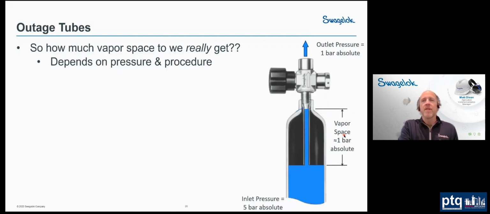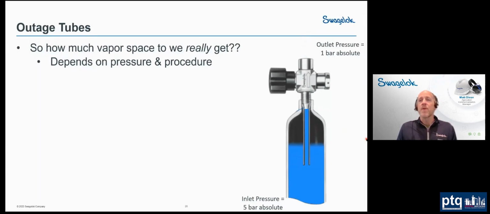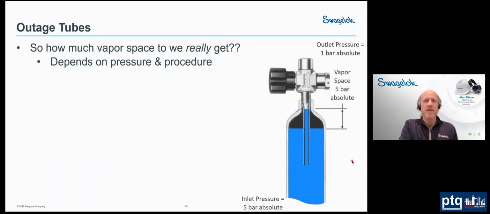But what happens then if we close our cylinder valve? Well, what's going to happen if we don't close our inlet valve is we're going to keep pushing in that liquid at 5 bar, and we're actually going to compress it until we have an equal 5 bar vapor space. But you can see now we've significantly reduced our vapor space here. So how much did we actually end up with?